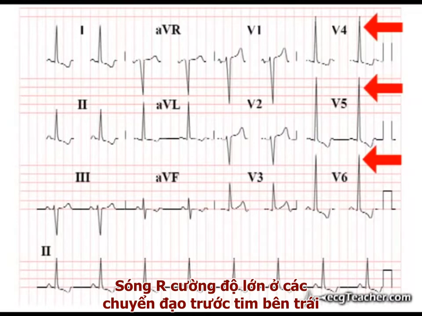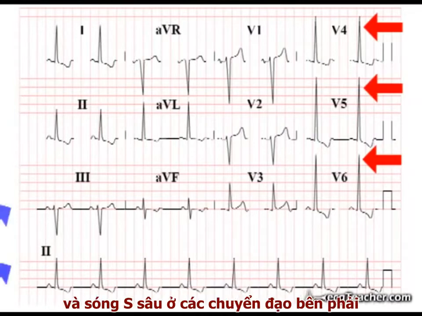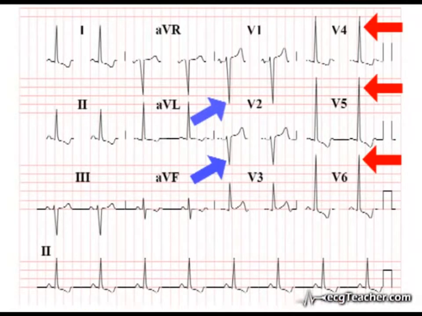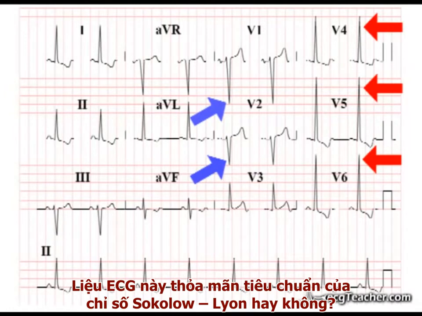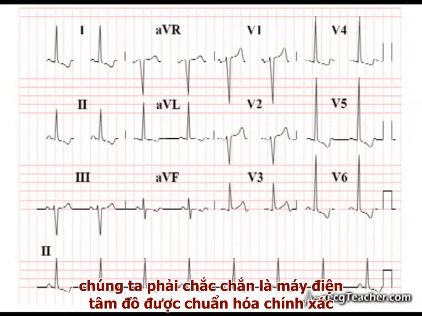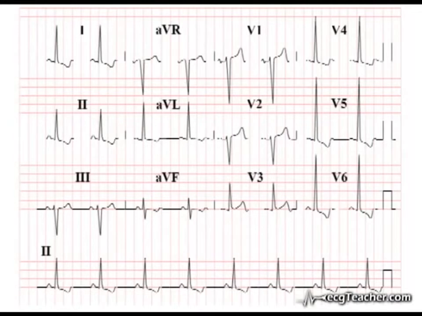The high amplitude R waves in the left-sided chest leads and deep S waves in those on the right are particularly striking and suggestive of LVH. But does the ECG satisfy the Sokolow-Lyon criterion? Well, before applying any voltage criterion, you first make sure that the ECG machine is correctly calibrated.